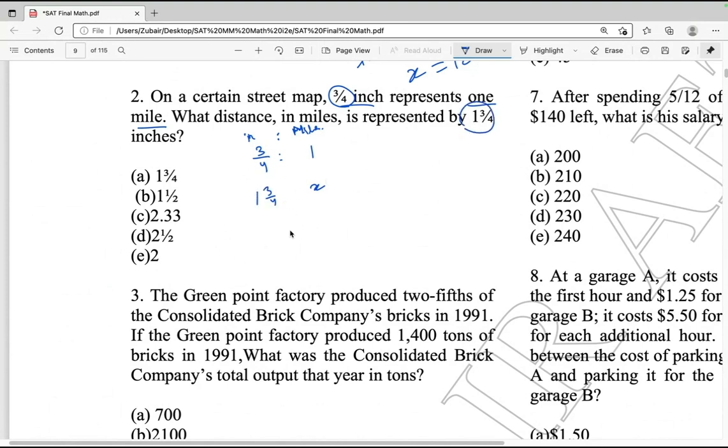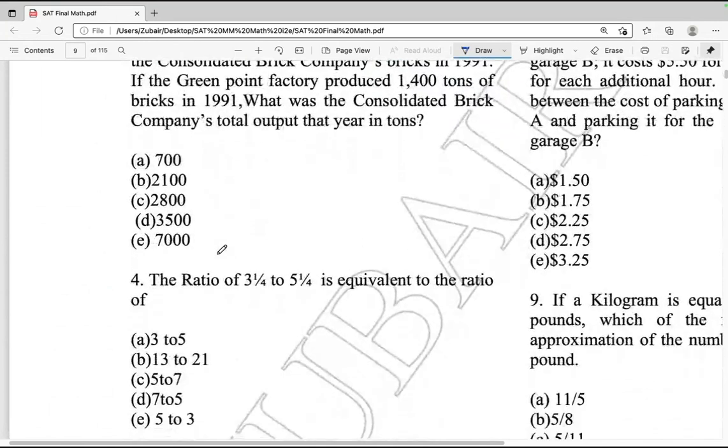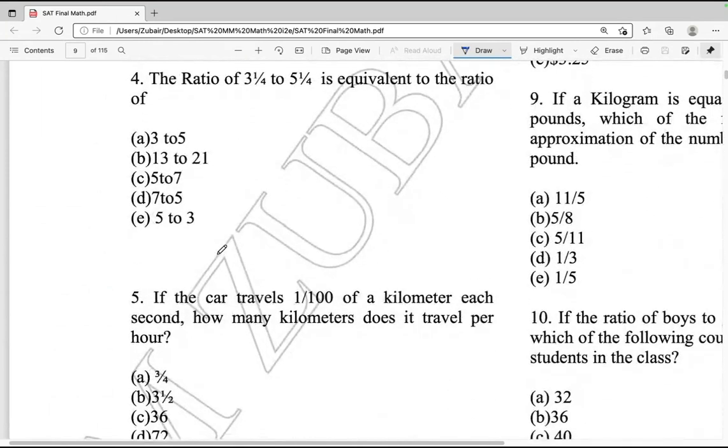So we know cross multiplication: x into 3 by 4, this into this. So x is equal to 1 whole 3 by 4 divided by 3 by 4. This is 7 by 4 over 3 by 4, so 7 by 3, which is 2.33. Be careful with the close options. Try number 4.